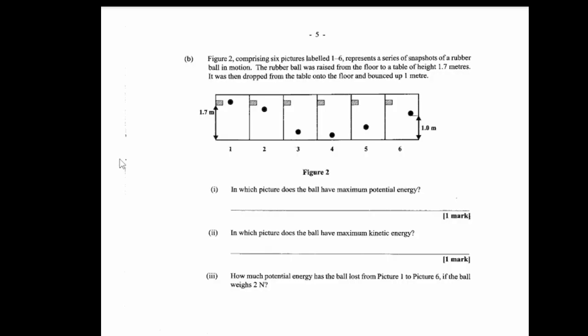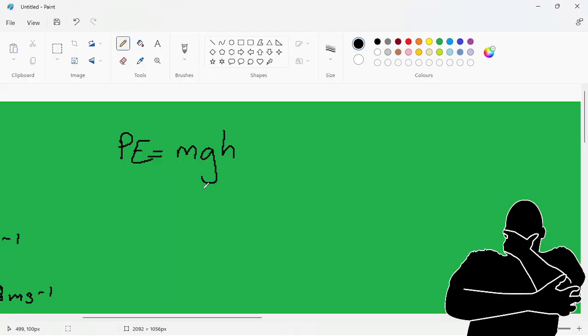Throughout all the pictures, the mass of the ball is constant, so that doesn't change. The gravitational field strength would not change a lot because a height of 1.7 meters above the ground of the Earth is not large enough a distance for the gravitational field strength to vary too much. So basically the gravitational field strength is more or less constant. What changes is the height.